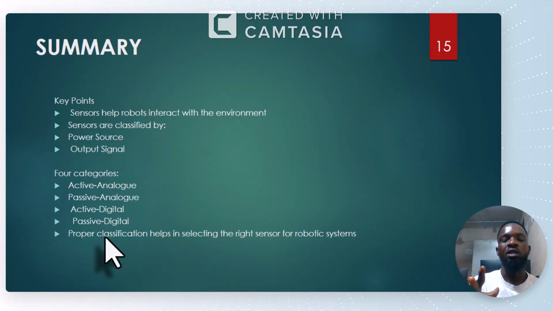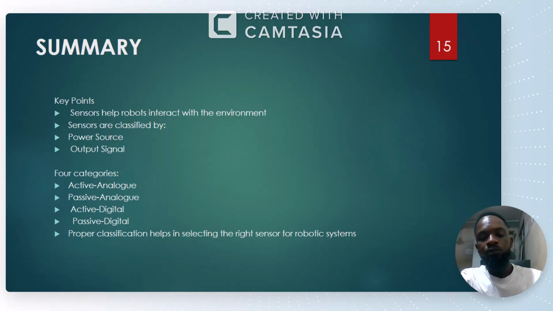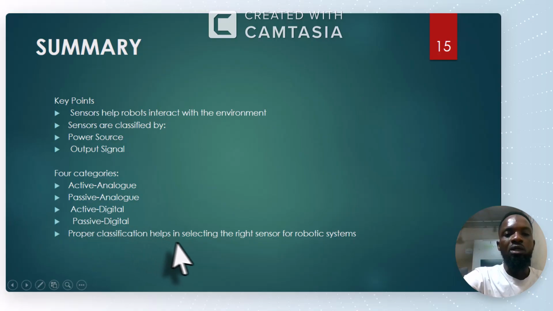Then we also look at the detailed table, where we have all the necessary examples. We looked at all those. And then finally, we look at the proper classification. So proper classification helps in what? Selecting the right sensor for robotic systems. Is that okay? So basically, that is the overview or the summary of what we have discussed.